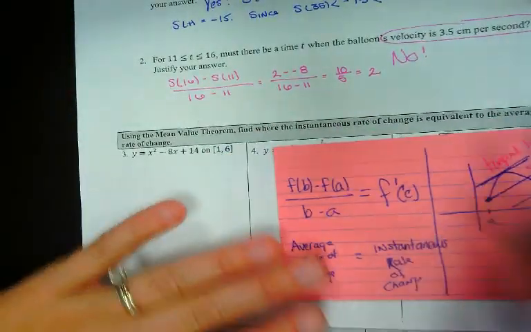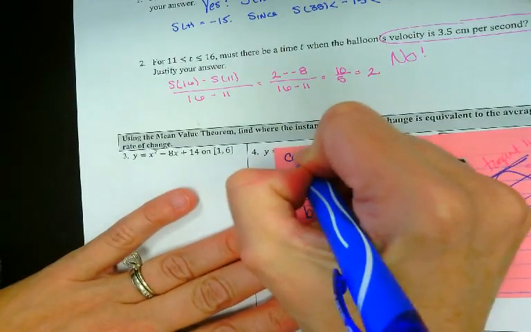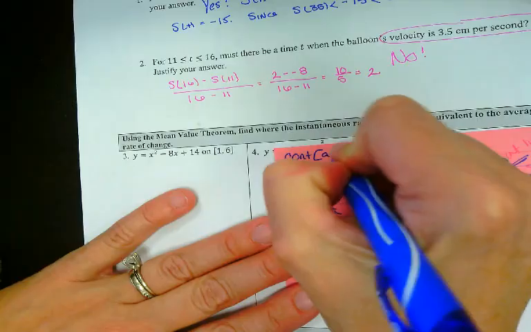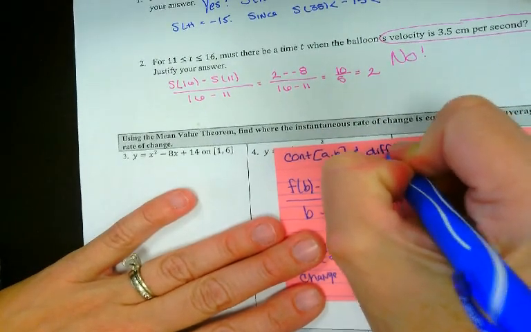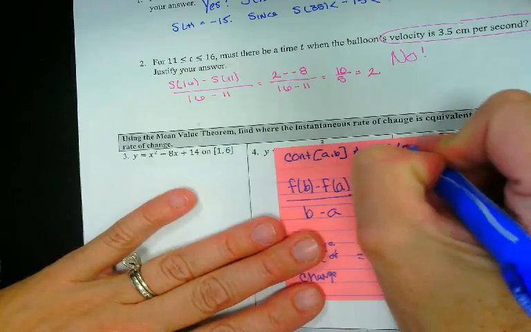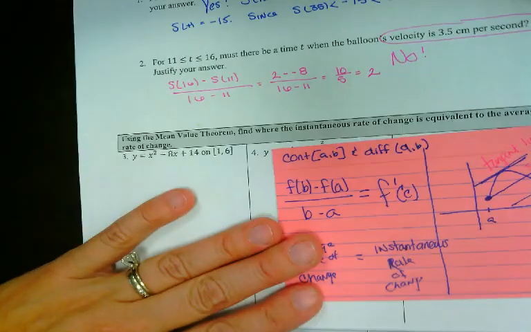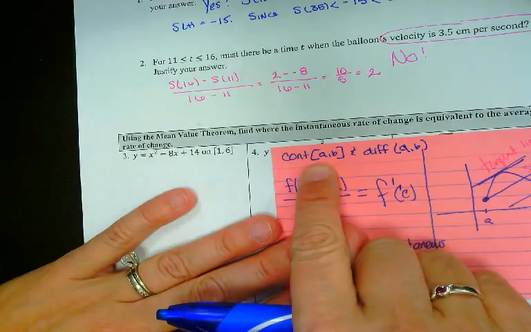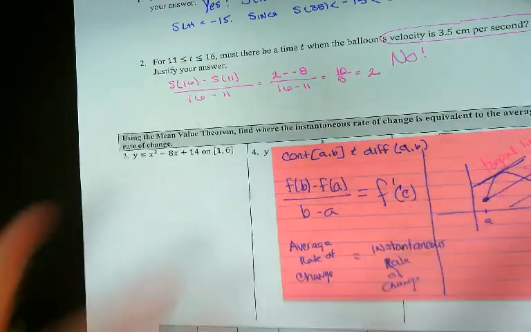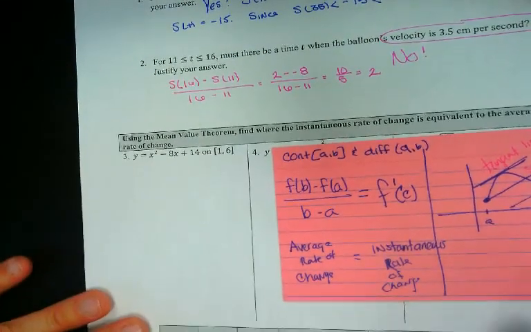Okay, and I'm going to add one more thing. In order to use the mean value theorem, remember it has to be continuous on the closed interval and differentiable on the open interval. So the function has to be continuous on the closed and differentiable on the open for any of this to even apply.